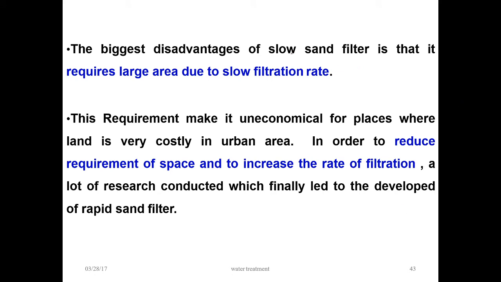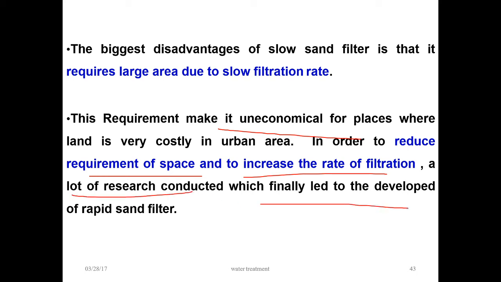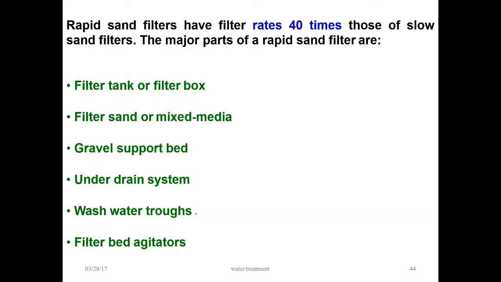The biggest disadvantage of the slow sand filter is that it requires a larger area due to the slow filtration rate, as I told you. This requirement makes it uneconomical for places where land is very costly, like urban areas. In order to reduce the space requirement and increase the rate of filtration, a lot of research continued, which finally led to the development of the rapid sand filter. Rapid sand filters have a filter rate 40 times those of slow sand filters.